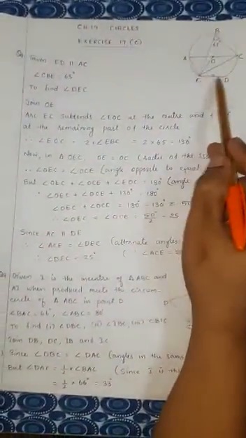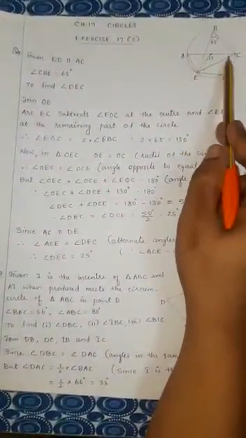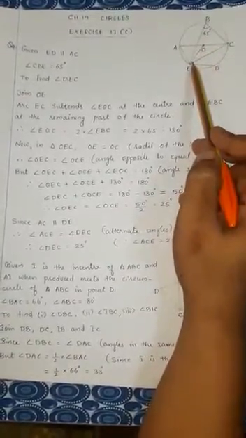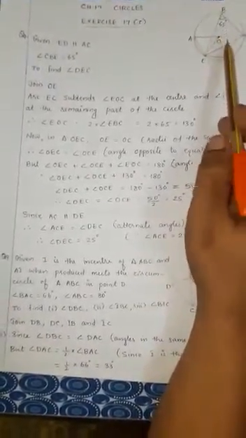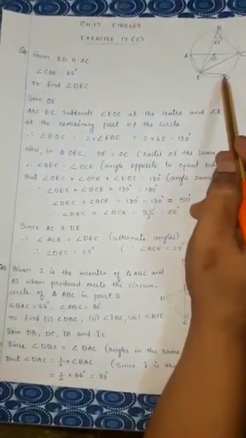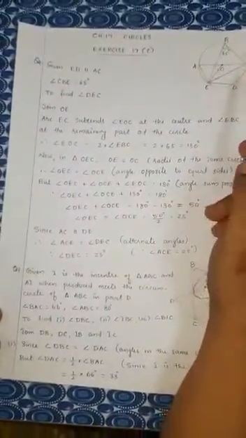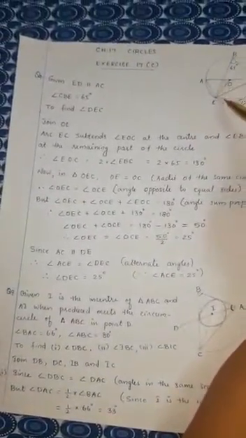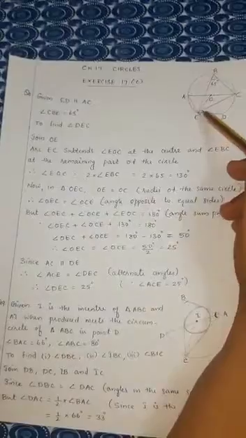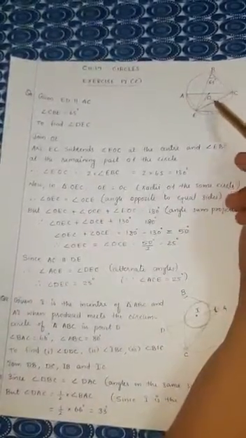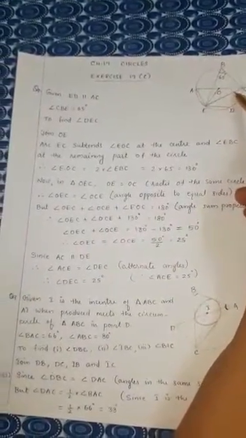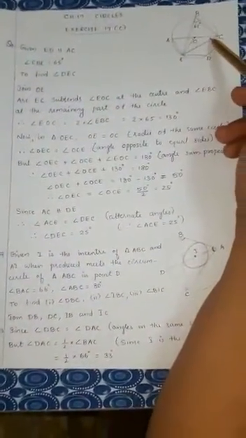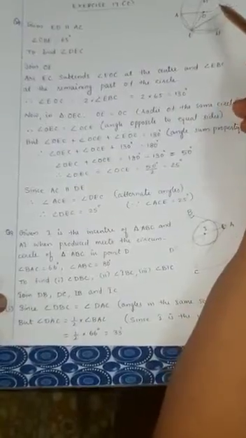Given ED parallel to AC, angle CBE equal to 65 degree. To find angle DEC, join OE. Arc EC subtends angle EOC at the center and angle EBC at the remaining part of the circle.